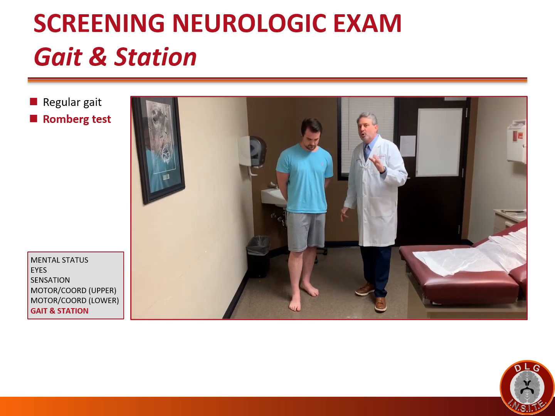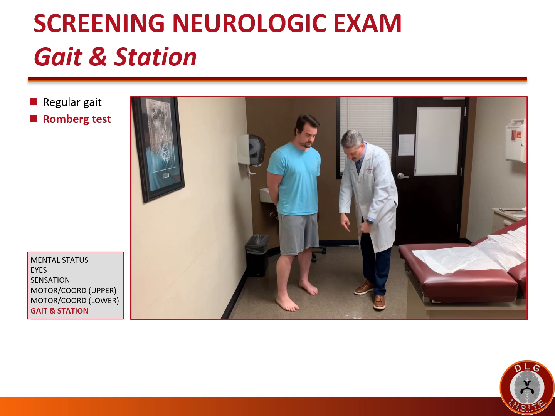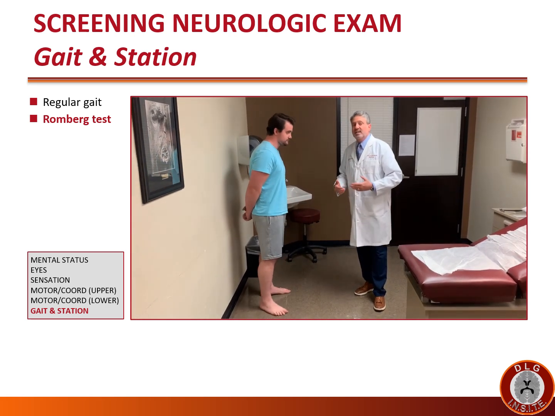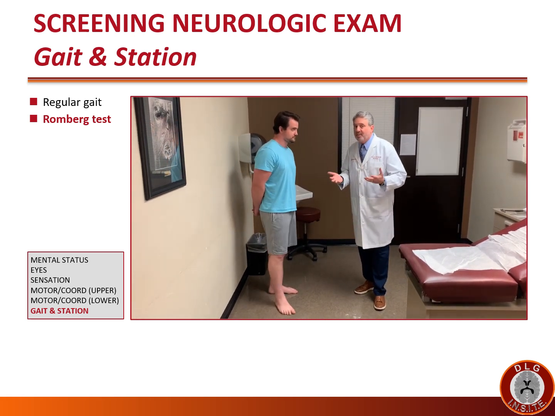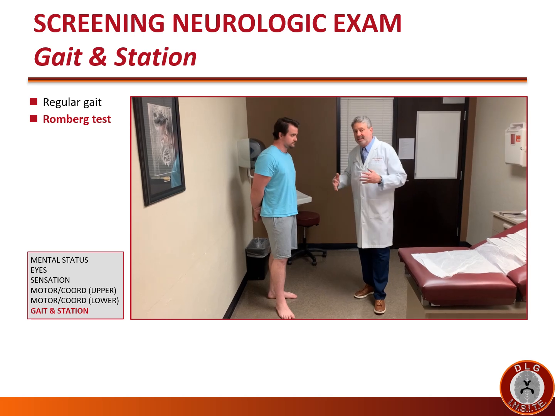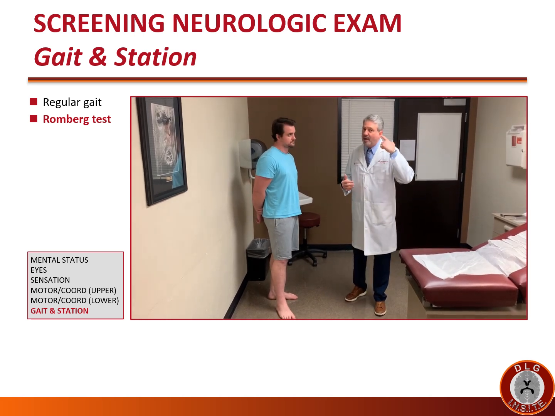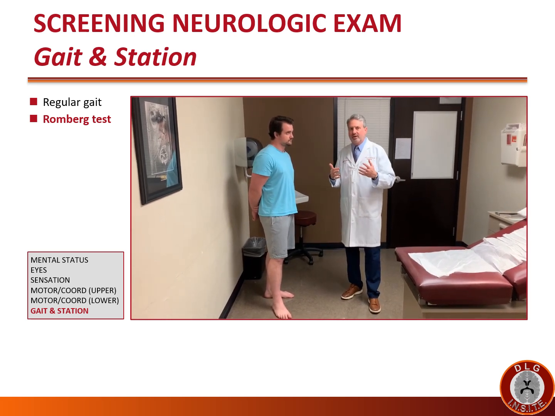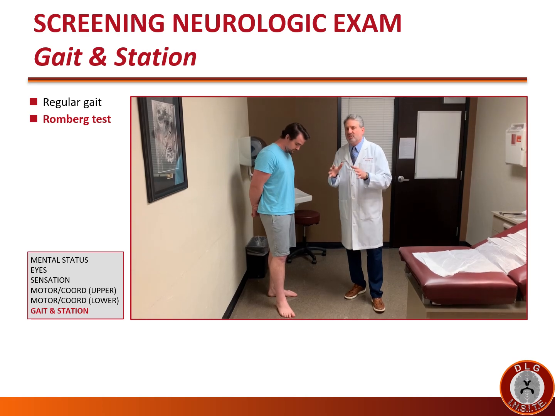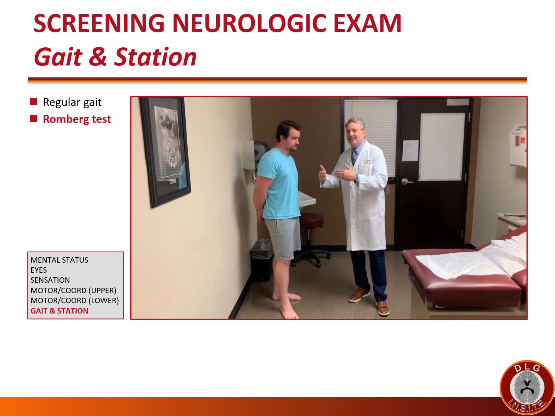In the vast majority of cases, when you're testing Romberg, you're really testing the proprioception in the feet, for things like diabetic peripheral neuropathies or spinal cord problems, etc. Because if you have a vestibular problem, you usually feel dizzy, vertigo, etc., and you know it's a vestibular problem. So most of the time, you're testing proprioception when testing the Romberg test.